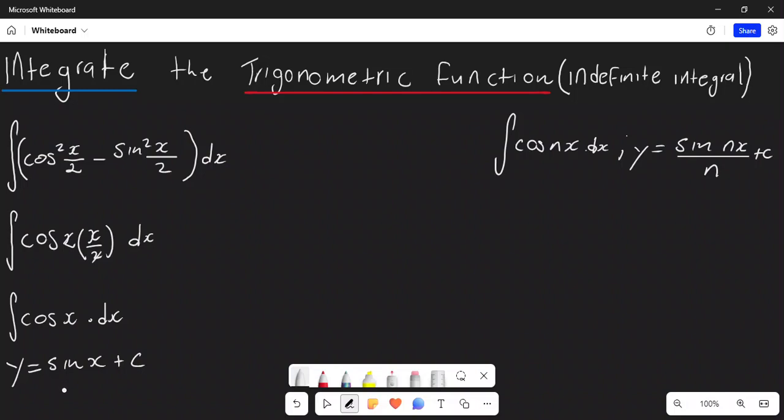Guys, I hope you managed to understand this one. It was very easy, straightforward. You were supposed to know the double angle identities here.